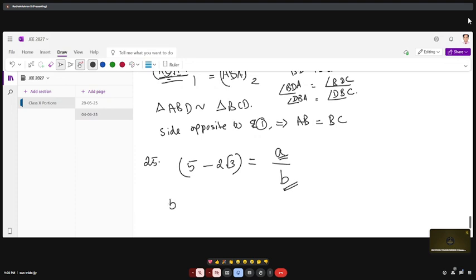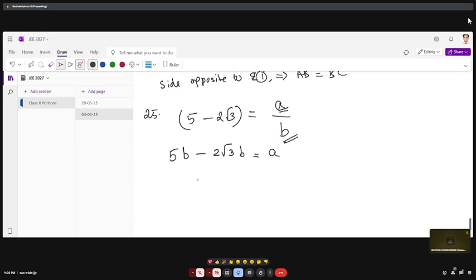Now do a cross multiplication, we get 5B minus 2 root 3 B equal to A. We're just cross multiplying. So what you get is 2 root 3 B is equal to, just rewriting, 5B minus A, right? The 2 root 3 B I have taken to the other side. Now root 3 equal to 5B minus A over 2B.